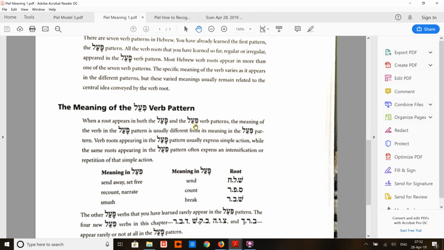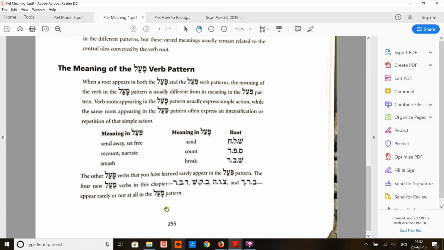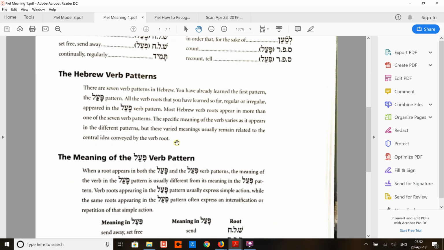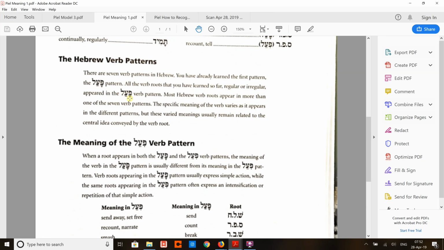This is all, again, all from your book. And I tried to include all the page numbers in the scans just so you can kind of follow along in your book if you want to take notes. Hebrew verbal patterns. This is just your book's own explanation of what I just said. So I'm not going to go into it in any great detail.